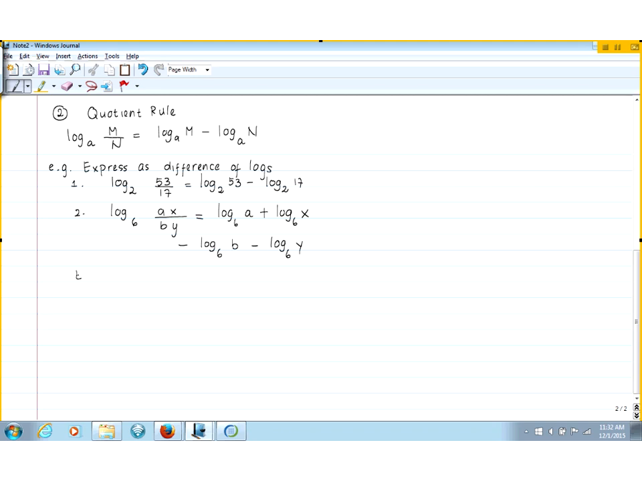Yeah? Now, how about if we express as a single log? So express as a single log. All right. So number 1, log base A of 5. I'm going to put in some pluses and some minuses. Okay? Plus log base A of 6 minus log base A of 7 minus log base A of x.